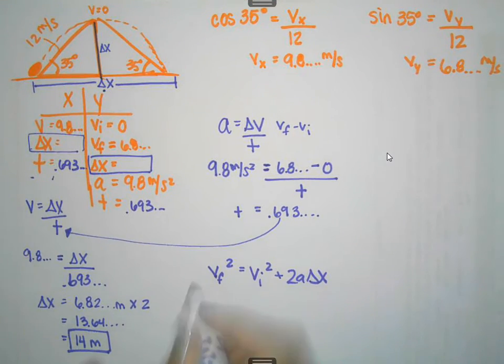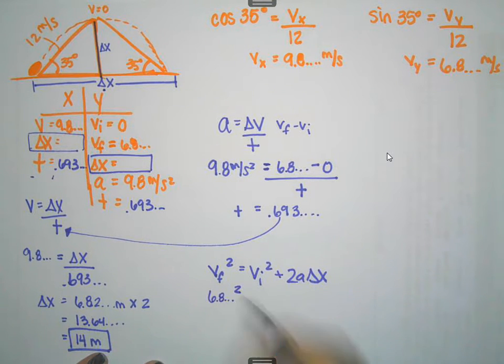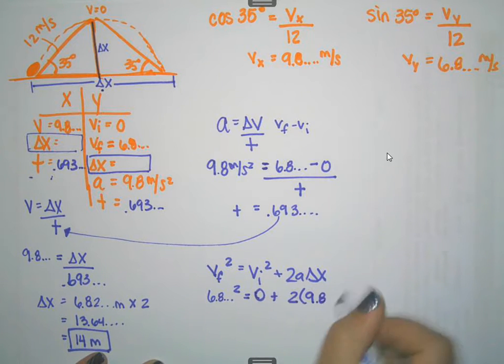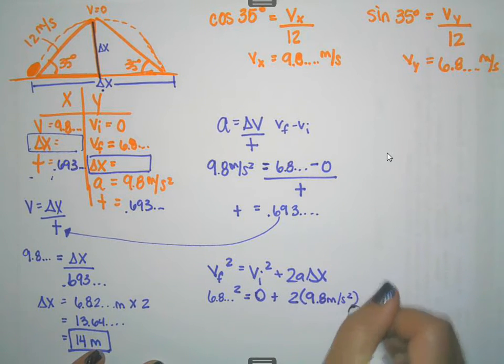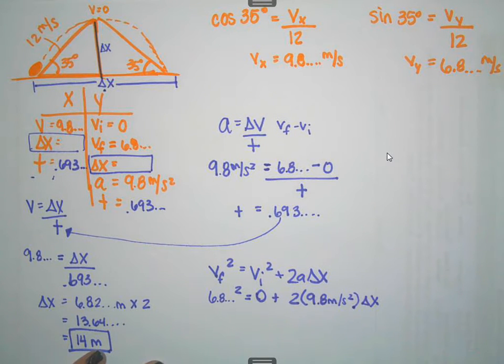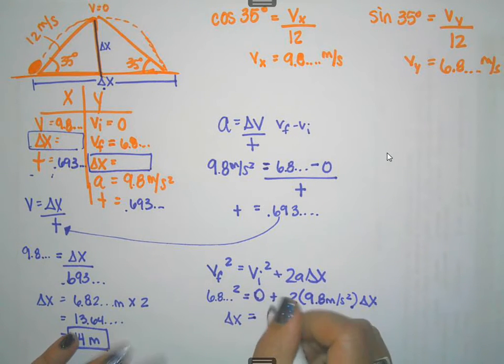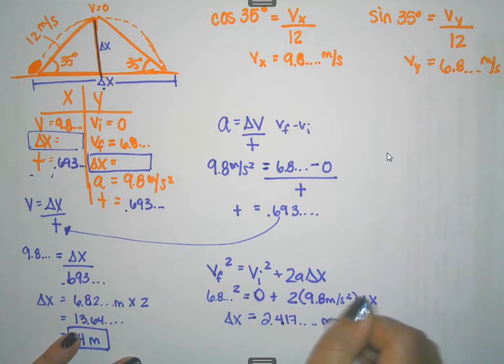If we plug it in, VF is this whole 6.8 thing squared, VI is 0, times 2 times 9.8 meters per second squared times delta x. And when we solve this in the calculator, we are going to get a delta x. I actually have this one done, aren't you proud? Of 2.417 and a bunch of digits meters.